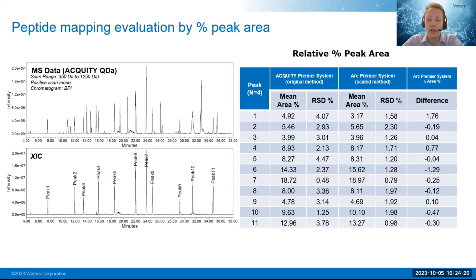So the chromatograms show the MS data represented as base peak intensity chromatogram, or BPI, and the extracted ion chromatograms, or XICs. Now, through the XICs, we can quickly filter the MS results to only display the selected masses of interest, as shown in the bottom chromatogram. Looking at the table, the QDA data for relative percent peak area aligns closely between both systems, with the difference being within 2% area, and the reproducibility of the MS results was also maintained with percent RSDs below 5%.